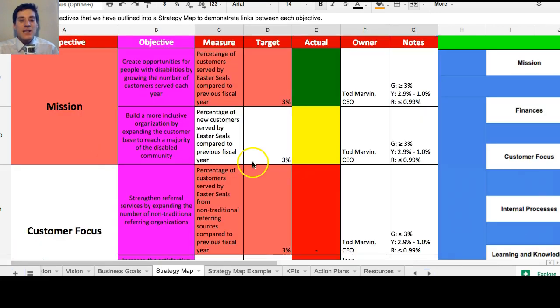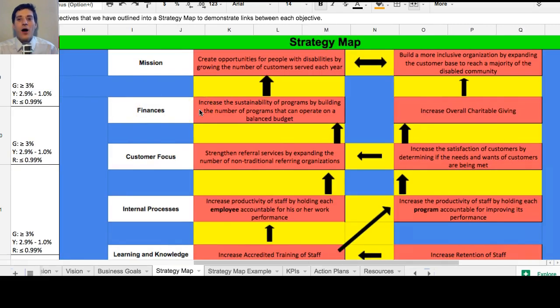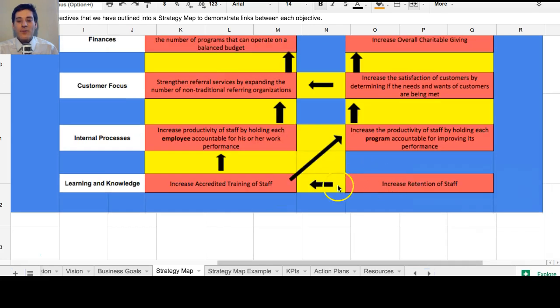I've taken this exact Balanced Scorecard perspective, this dashboard, and put it onto a strategy map right over here. We have the mission, and we're going to start right at the bottom. We have the objectives per perspective, and we map the links between these different objectives. Increased retention of staff is linked to the accreditation of staff. The accreditation of staff is therefore linked to the productivity of programs and the productivity of staff. Notice how those links are there.